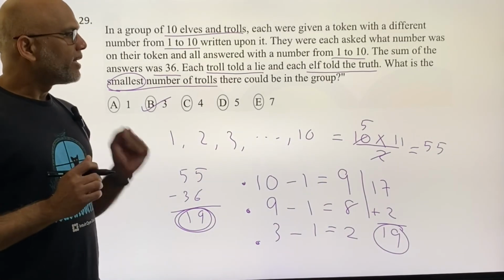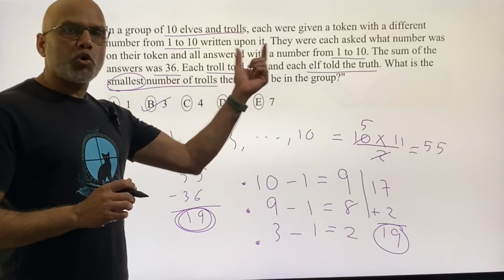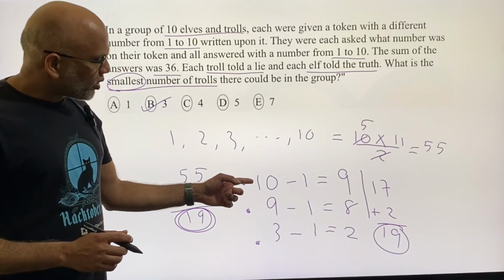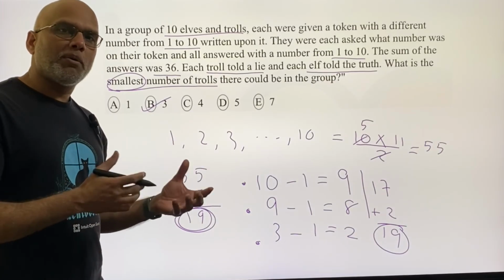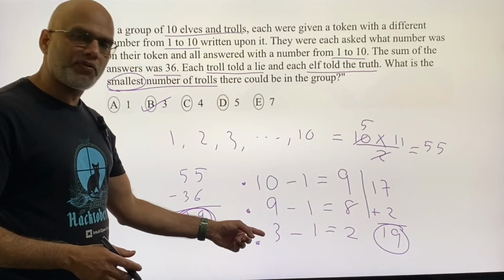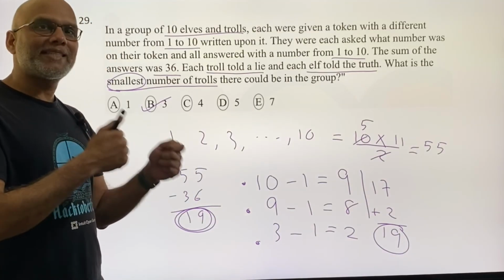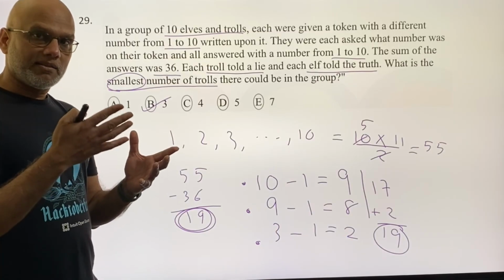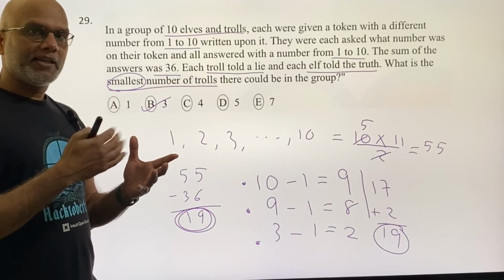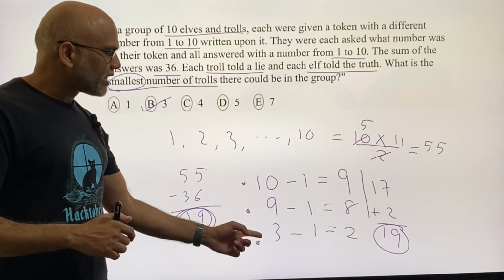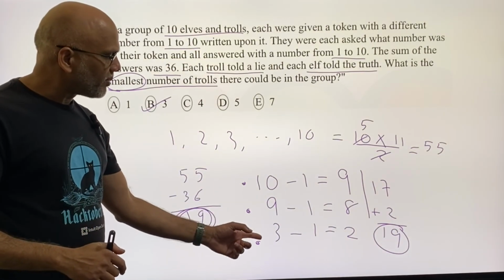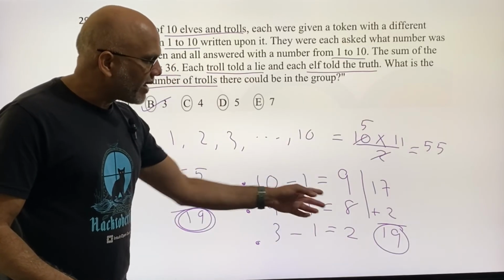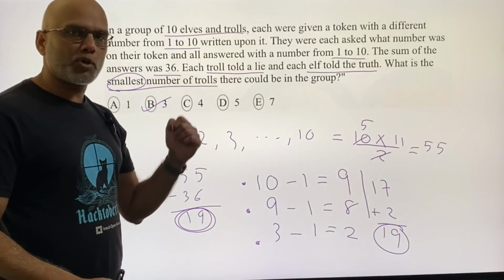One thing to note here is that each token has a different number. So the trolls cannot be getting the same number. These numbers have to be different. But they all can say that they got 1. Nothing is stopping them from saying that they got 1. So they can lie, but they cannot be getting the same number. That's why I have taken different numbers, and I have done it in a way to maximize the lie so that I can minimize the number of trolls.